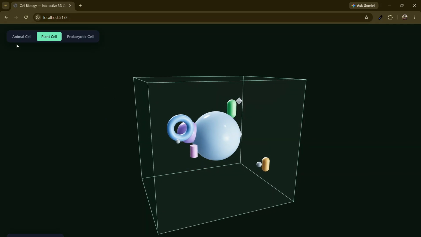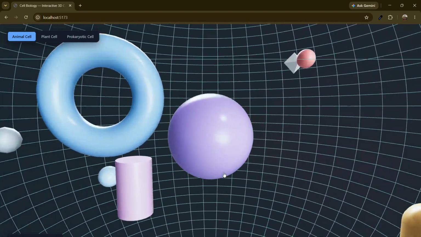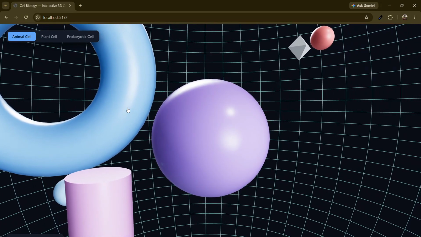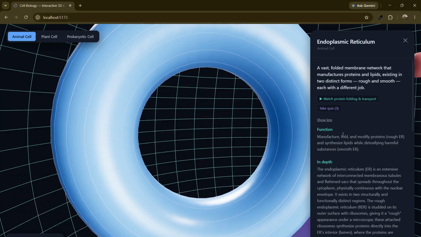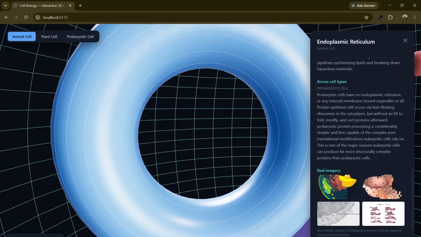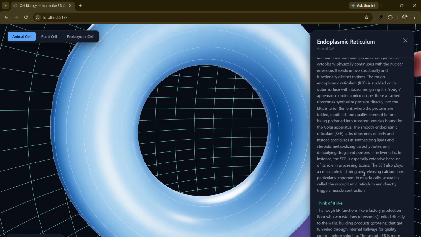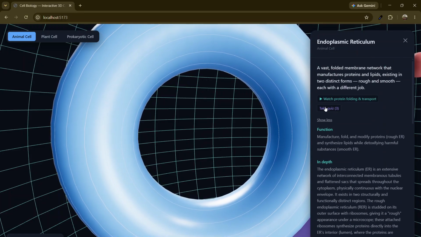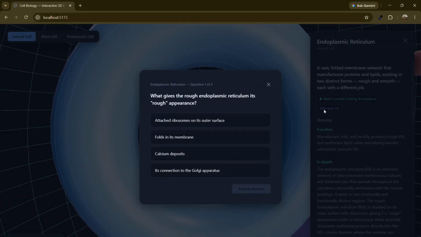So here is this. Oh, you know what? Let's go in the animal cell where there's a little bit more room. Let's click on this here. Okay, we already looked at images of the endoplasmic reticulum. However, what we didn't do is take a quiz. So, let's see. What gives the rough endoplasmic reticulum its rough appearance? That would be the attached ribosomes on its outer surface.